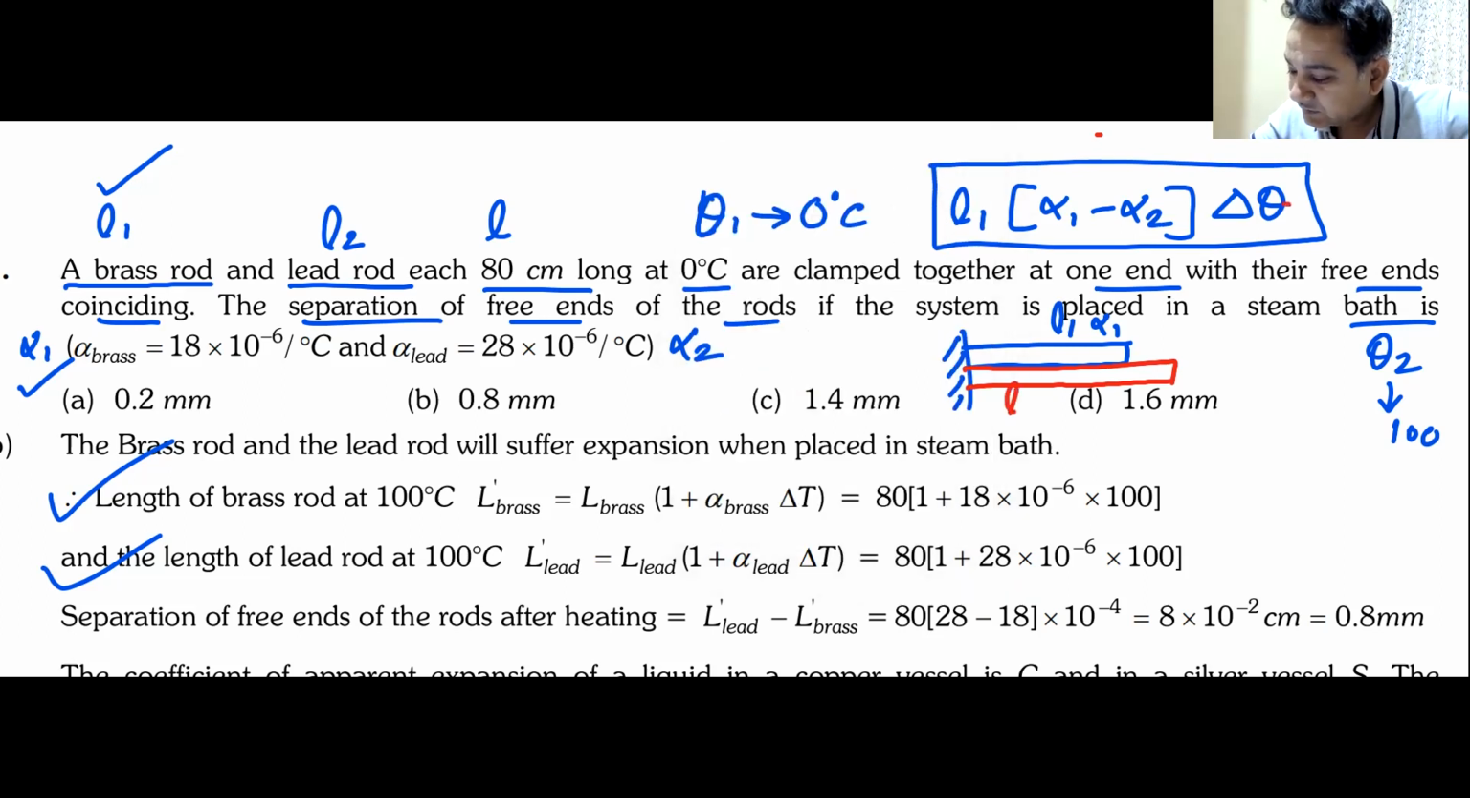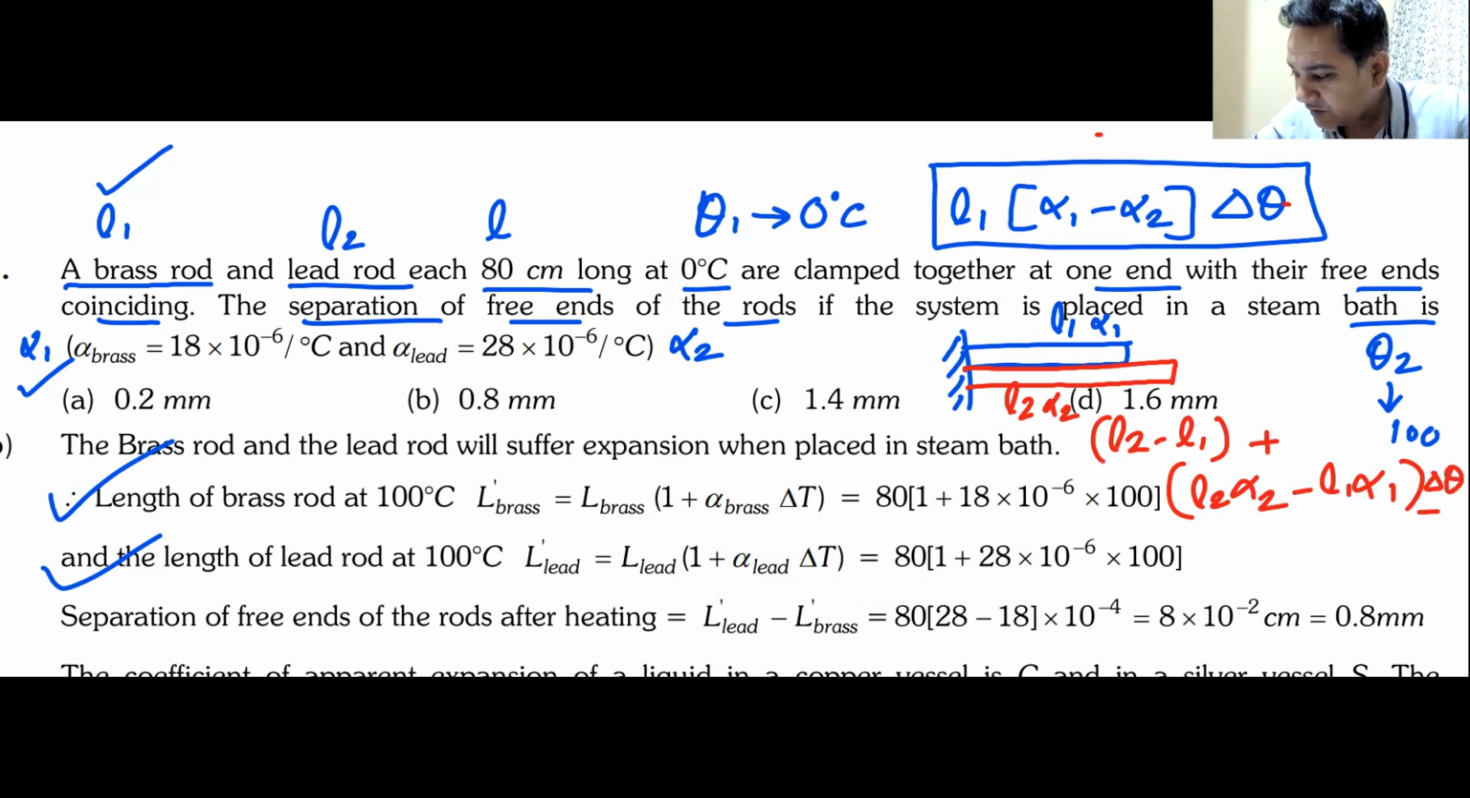Yes, sir. Yes. Now you have to find L1 alpha 1 minus L2 alpha 2, L2 alpha 2 minus L1 alpha 1 into delta theta. So the final answer will be L2 minus L1 plus L2 alpha 2 minus L1 alpha 1. Do we understand this? Yes, sir. That into delta theta, obviously. That would be the answer in this particular case.